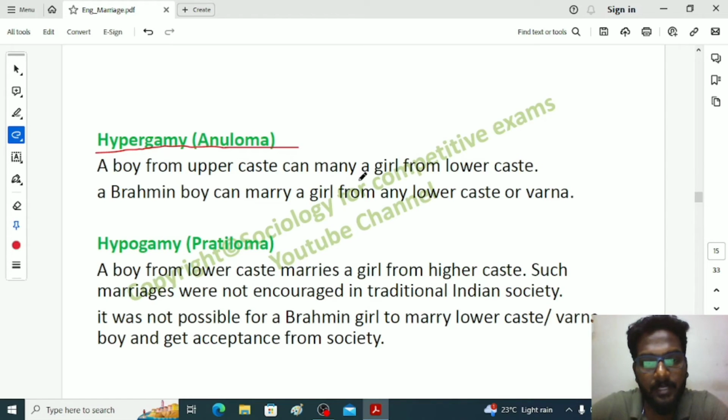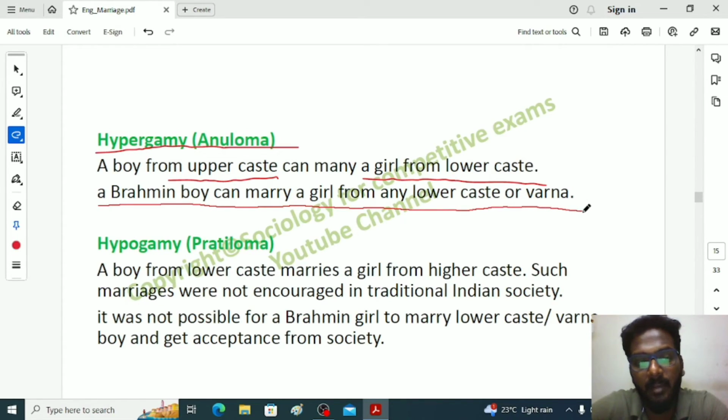In this marriage, a lower caste girl will marry an upper caste boy. A Brahmin boy can marry a girl from any lower caste or varna. It is called hypergamy or Anuloma. Next is hypogamy. It is also known as Pratiloma.